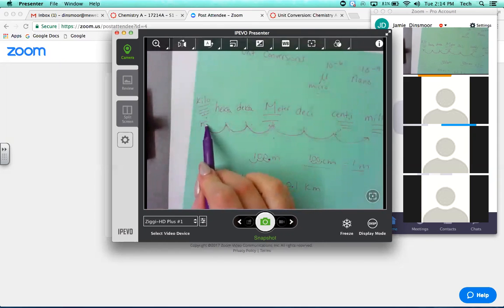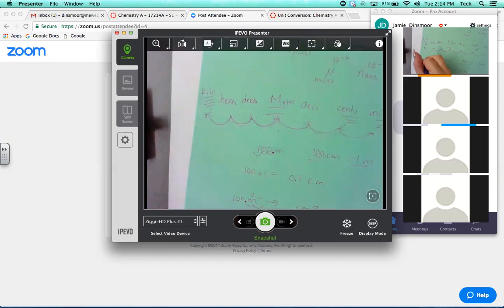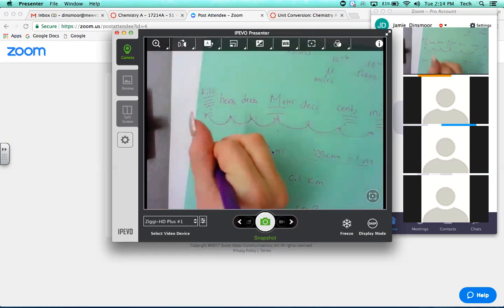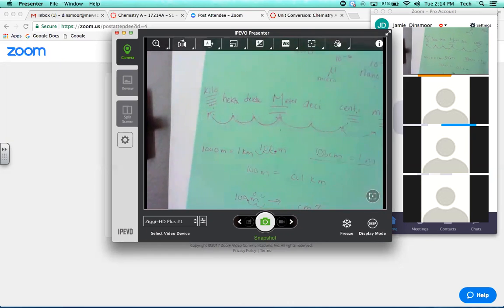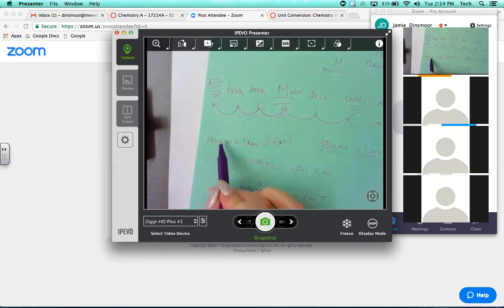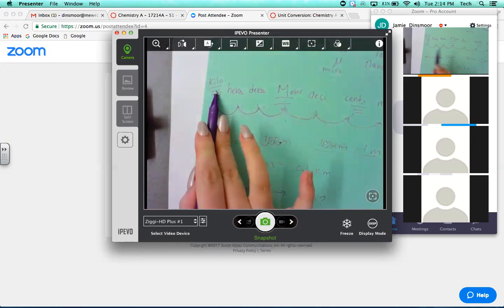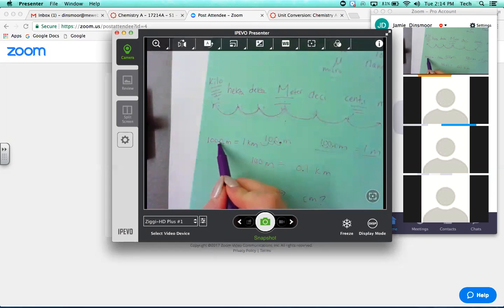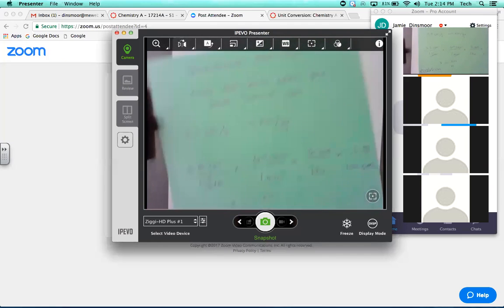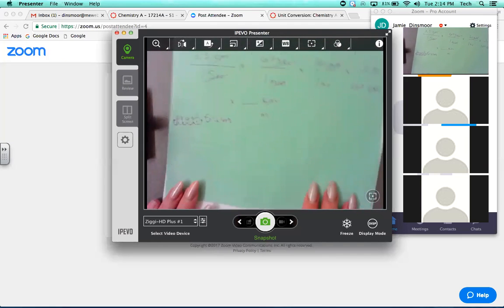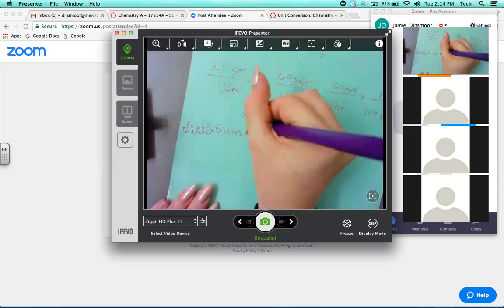There's actually 1,000 meters in 1 kilometer. We could check that. To go from meters to kilometers, we would have to move the decimal 3 places, 1, 2, 3, right? Checks out. So back to our dimensional analysis. We know that there are 1,000 meters in 1 kilometer.